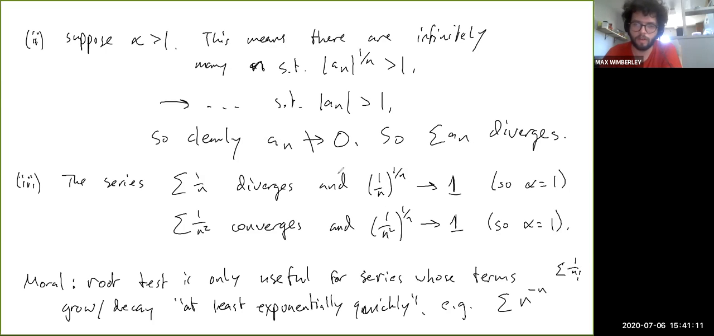Not so much for things like n or n squared, or anything random, like 1 over n to the 5th minus 3n squared plus 7. You won't get any information from the root test for something like that. So that's the root test. And in the next video, I'll talk about the ratio test.